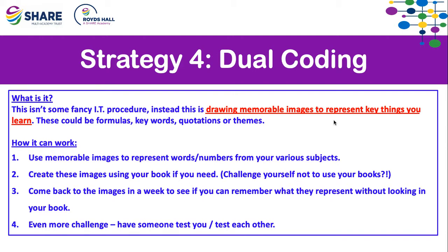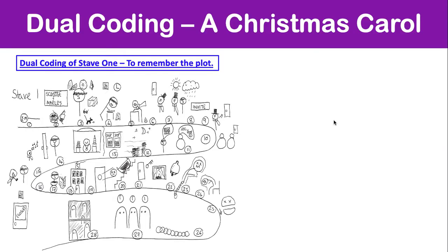So instead of having an idea in your head, you would have a picture of an image, and that would automatically bring back those particular complex and sophisticated ideas. Even more challenging is you could have someone actually test you with these particular images. Now, let's have a look at some of these in action.